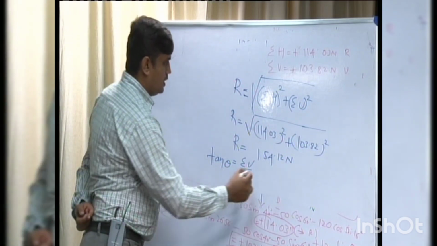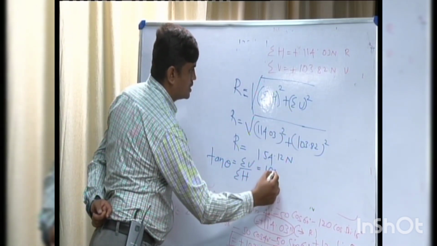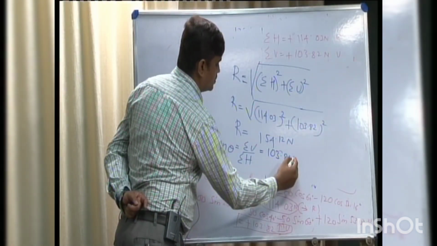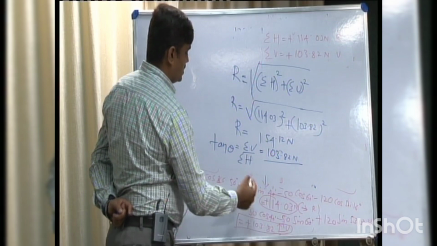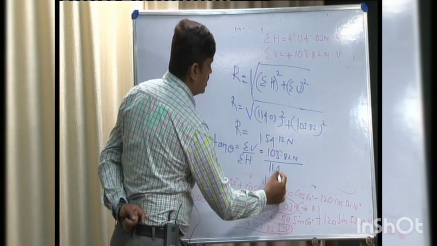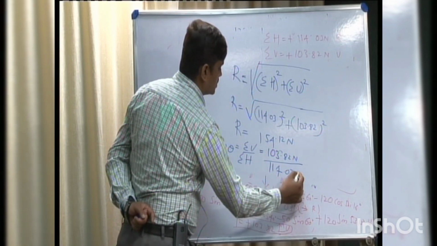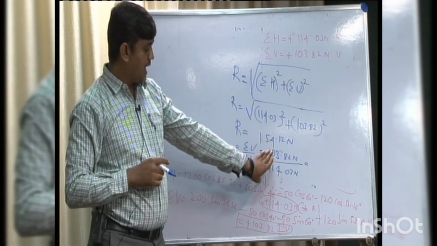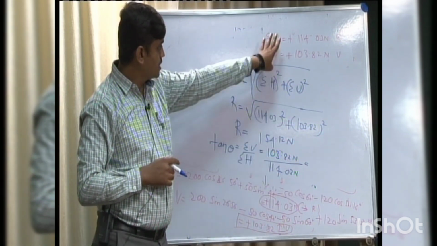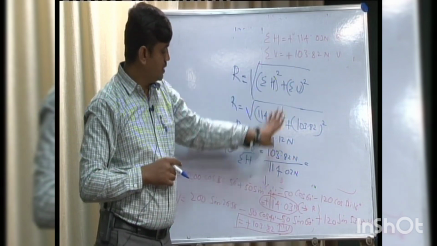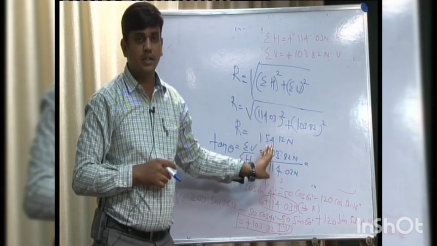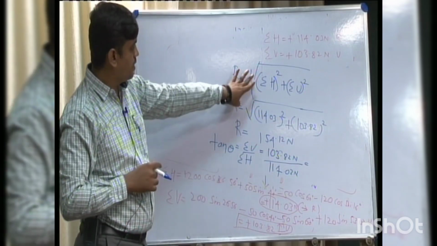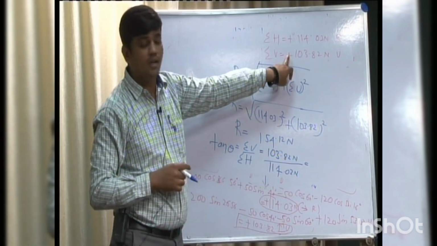What is sigma V here? It is 103.82 Newton, and horizontal is 114.03 Newton. And remember, while we are calculating the angle, if any of the horizontal or vertical components has a negative sign, you don't have to consider the sign. Depending on the sign of those two, we will fix the quadrant.